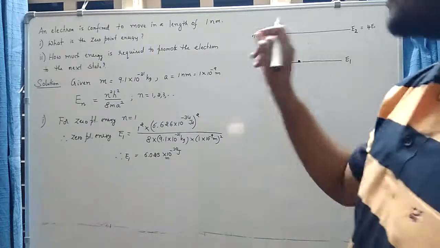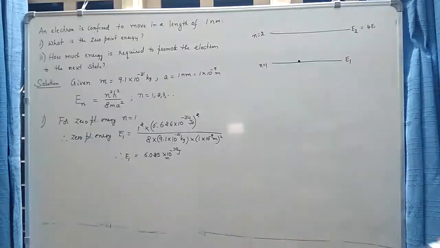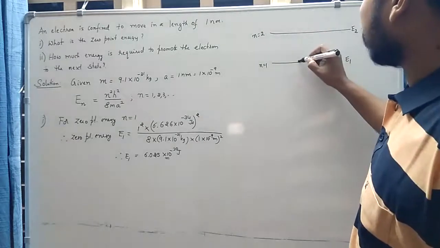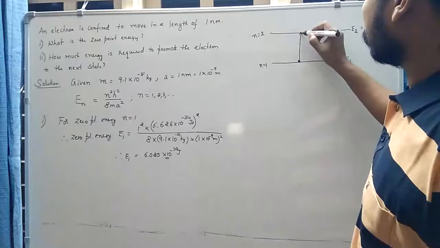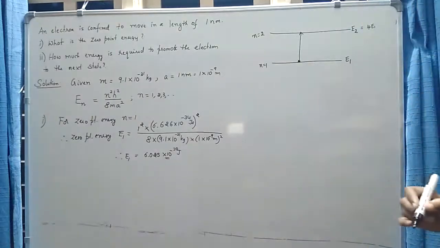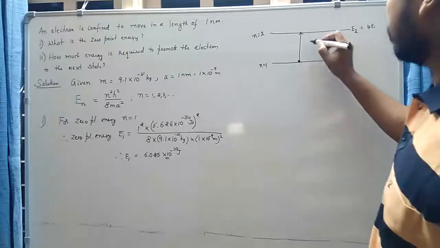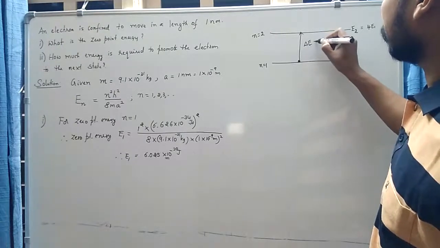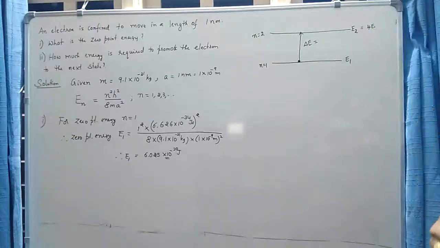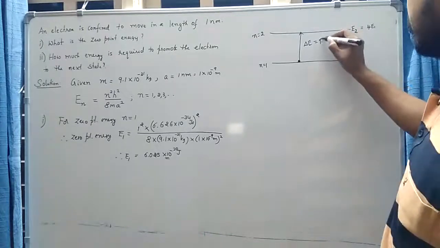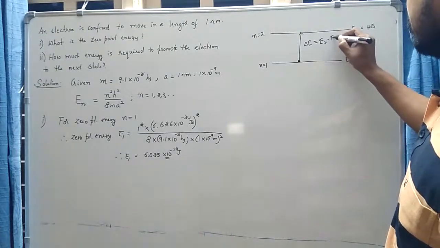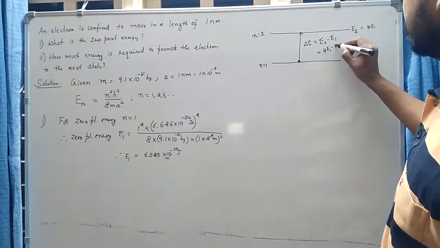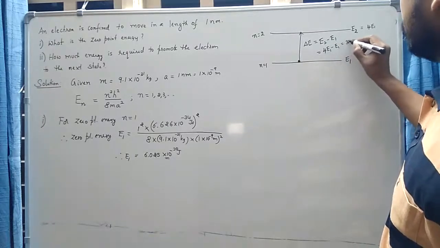So how much energy is required to promote the electron to the next state? What they are asking is, to promote this electron to the n is equal to 2 state, how much energy is required? That energy required is nothing but numerically equal to the spacing between these two energy levels, which is E2 minus E1, which is equal to 4 into E1 minus E1, which is 3 into E1.